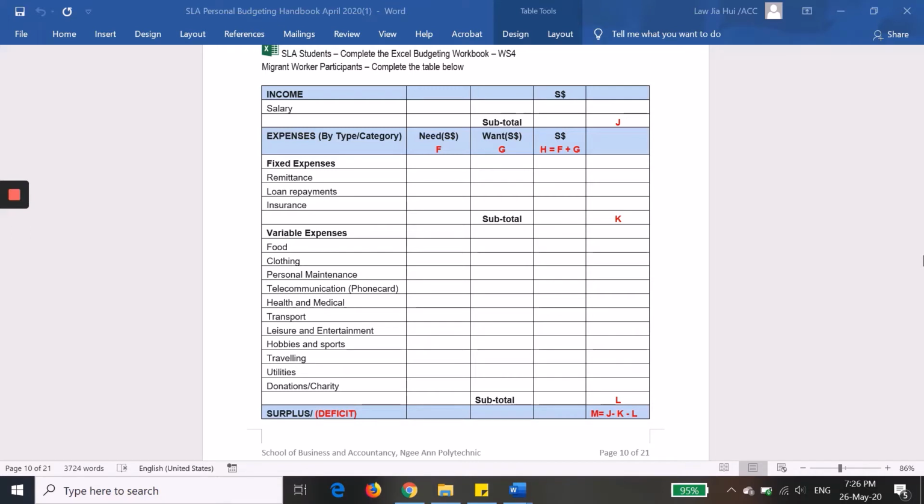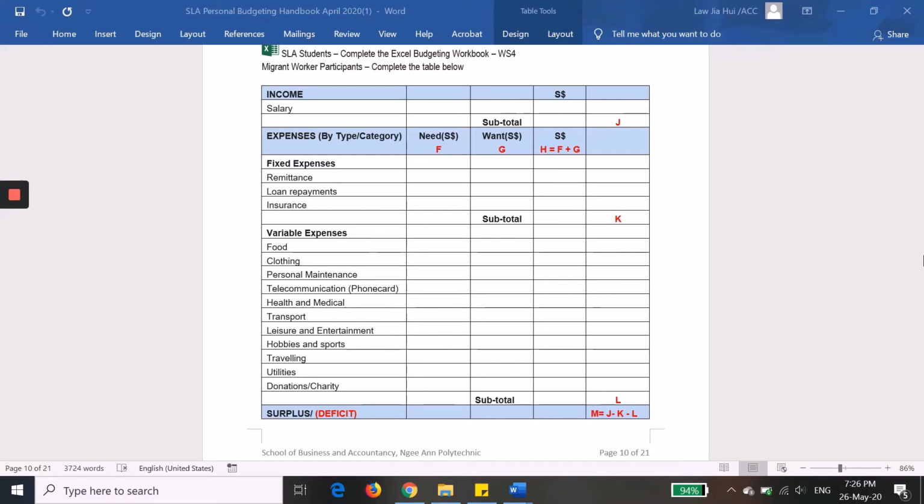We can start off with fixed expenses. Fixed expenses are the amount of money which you spend, which are the same or almost the same every month. Some examples would include remittance. Here you can write down the amount of money you send back to the Philippines every month. You mentioned that you send back 1,000 pesos for your mother back in the Philippines, so this is your remittance. Loan repayments is basically for when you borrow money from, for example, the bank, and you pay them back over a period of time, and the amount of repayment that you make every month is your monthly loan repayments. If you also purchase insurance, you can write that under your fixed expenses as well.